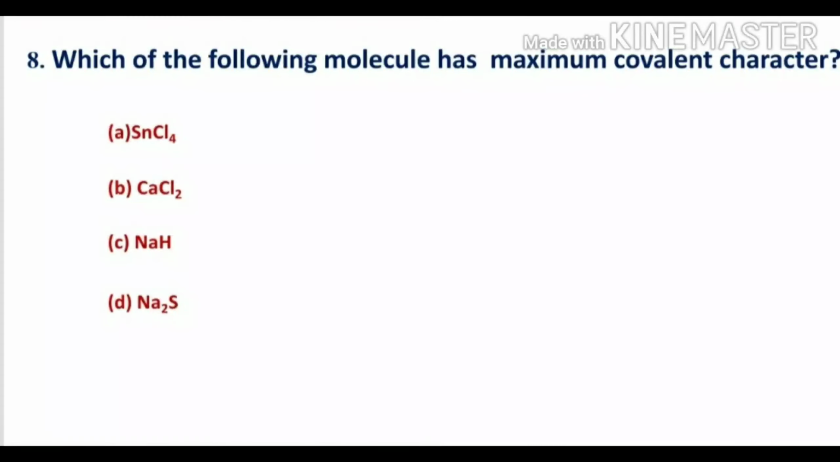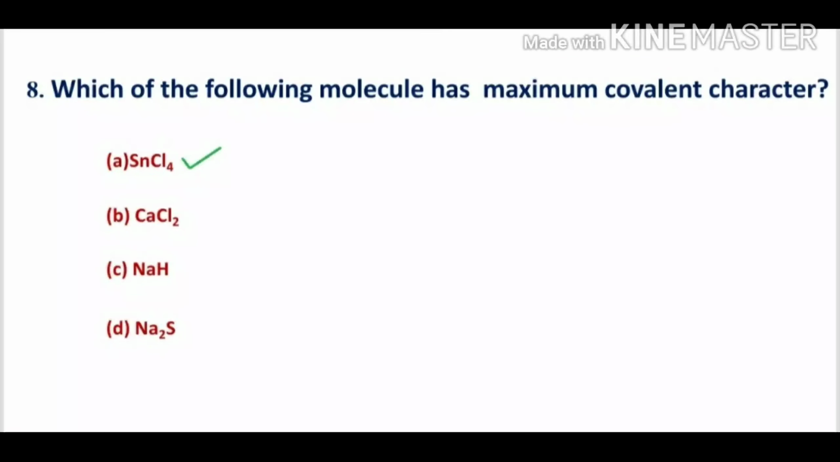So these 3 options, B, C and D, are more ionic compounds. But in the case of option A, tin chloride, the tin and chlorine are very close to each other in the periodic table. That's why the electronegativity difference is very small here. So even though it is ionic, the ionic character is very much less, and the covalent character is higher. That's why tin chloride has the maximum covalent character among these four options. So option A is the correct option.